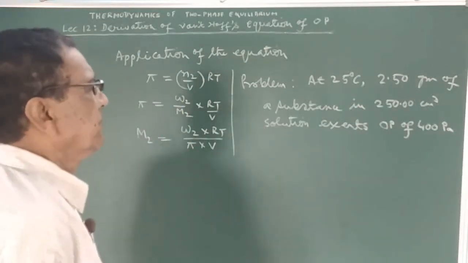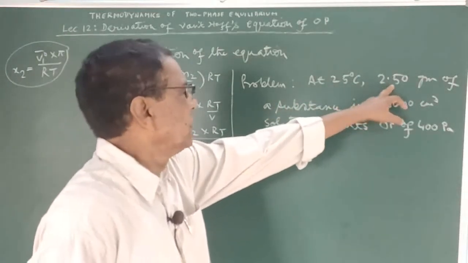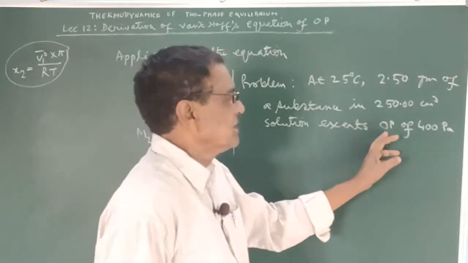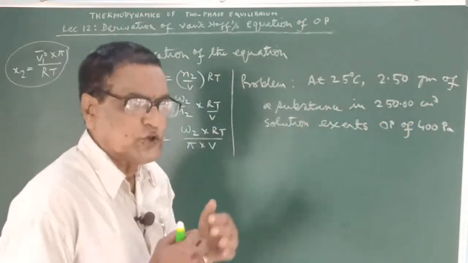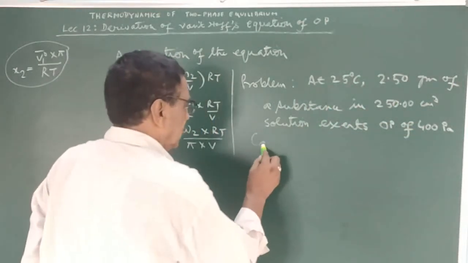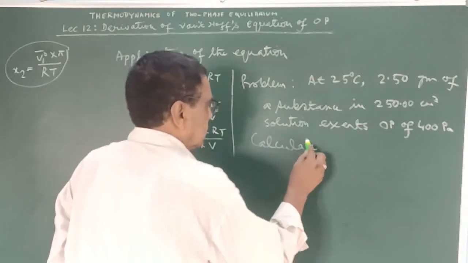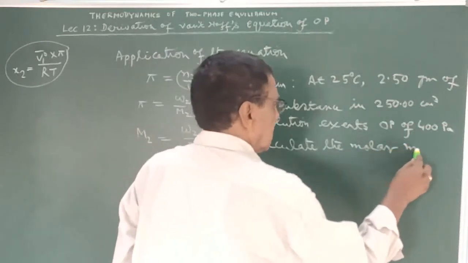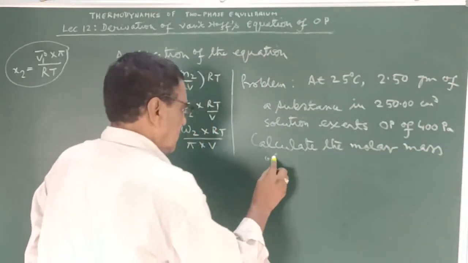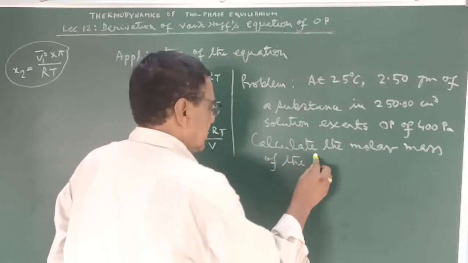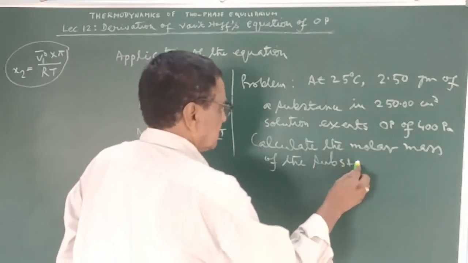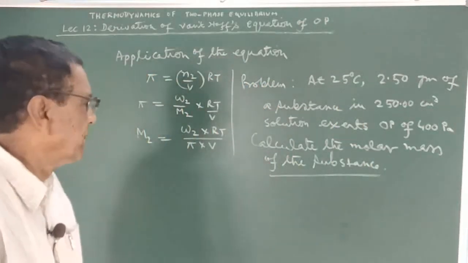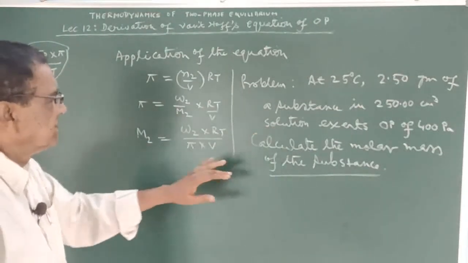This is very simple. Temperature is given, weight of the solute is given, volume of the solution is also given, and the osmotic pressure, determined by means of an osmometer, is also given, and we have to calculate the molar mass of this substance. This is a very small problem. So we can put all these terms here.